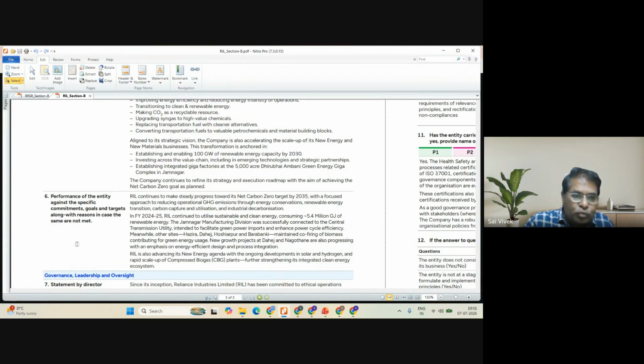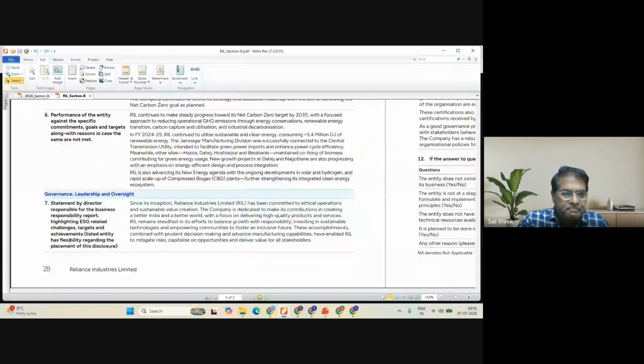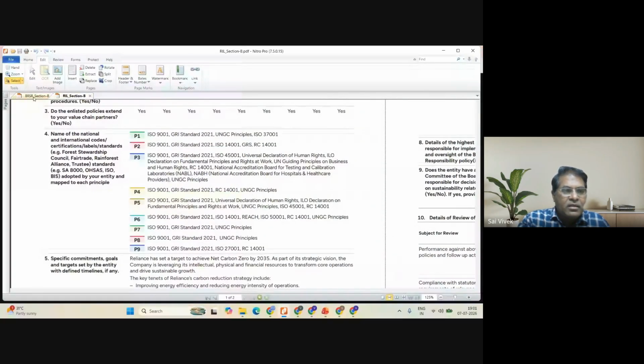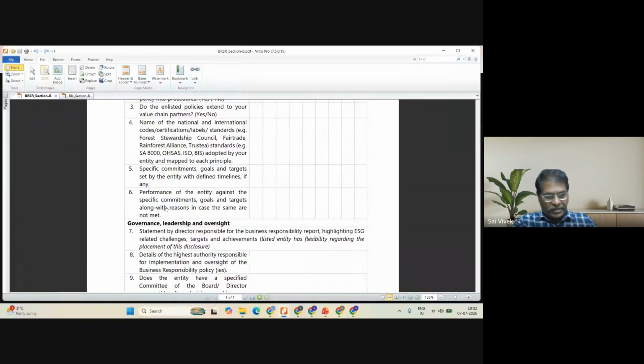Now we'll see the next one: governance, leadership, and oversight. I see the time is already 7:01, and we were able to cover only the first aspect of it, that is management and process disclosures. So we will stop it here for this session. In the next session, we'll discuss what Reliance has done in governance, leadership, and oversight. How exactly was it instrumental in implementing all these things at the managerial level? How management has done this perfectly with precision? That we will see in our next session.